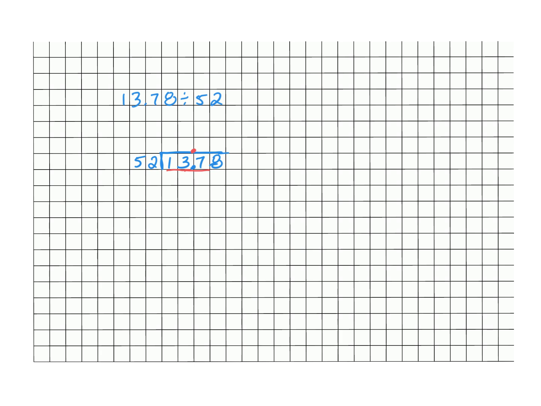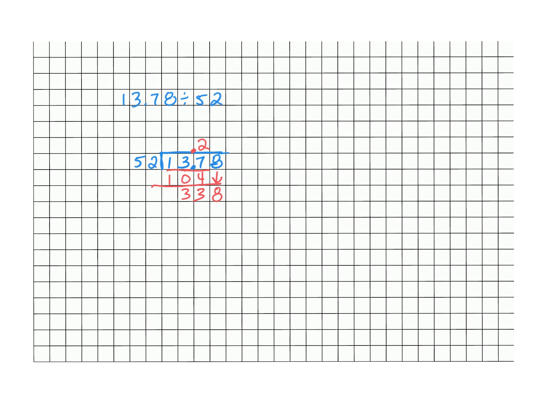Well, if I go through and do that, 52 times 2 gives me 104. That's the closest that I can get to 137. If I subtract, I get 33, and I'm going to bring down the next number, which is an 8. How many sets of 52 are there in 338?